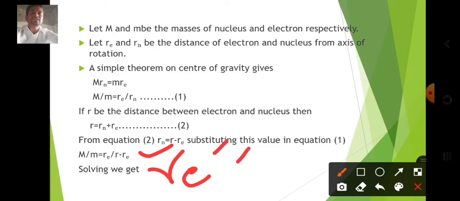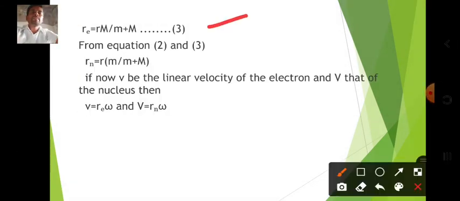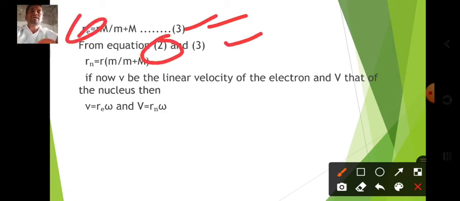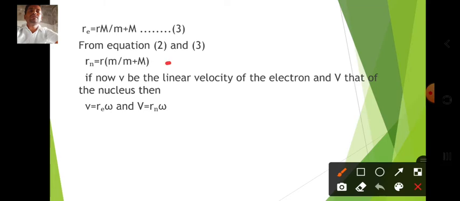We must write it as Re. So if we solve it and get Re, finally what do we get? We get it like this, Re. Now from equations 2 and 3, the third equation, substitute it in equation 2 in the place of Re, then you get the Rn value. So like this, here we got the Rn value in this manner.